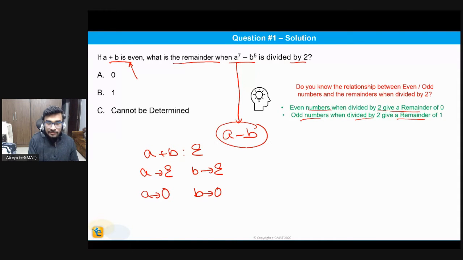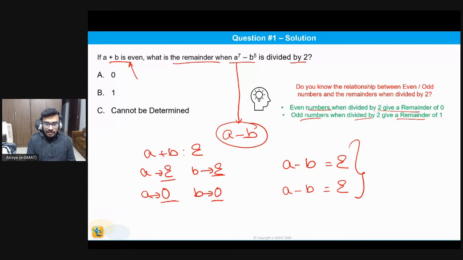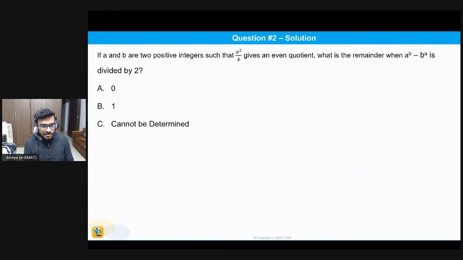So when I calculate the difference between these two numbers, the difference of two even numbers would always be an even number, and the difference of two odd numbers would also be an even number, right? So here a minus b would be equal to even. So now, when you see that we have even in both situations, we can go to the point we've written here that even numbers when divided by 2 give me a remainder of 0, and just mark option A as the right answer. Very easy, right? Let's move on to the second question's solution.